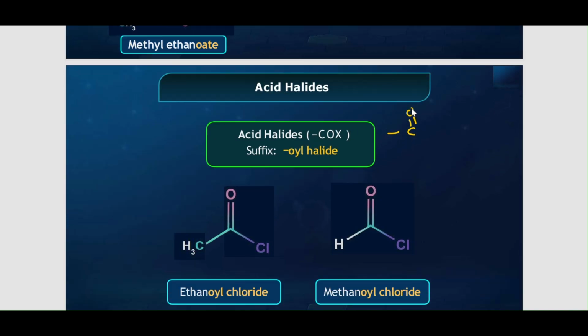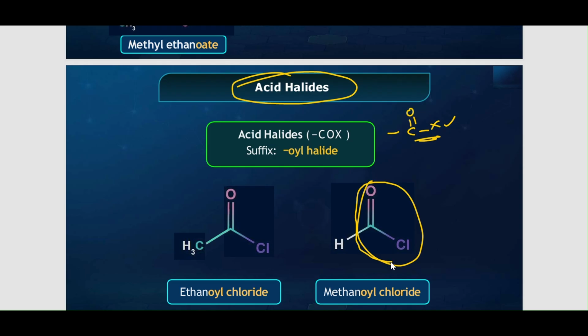Example, C double bond O X. There are so many functional groups. Acid halides are this type of compound. For any carbon compound that contains C double bond O X, we know that X is fluorine, chlorine, bromine, or iodine. You can observe here one example also. So here this is C double bond OCl. It is attached with a hydrogen, right? So this carbon compound has only one carbon, which means for the root word we have to use meth. And you can observe here this carbon is bonded with chlorine and hydrogen, right?